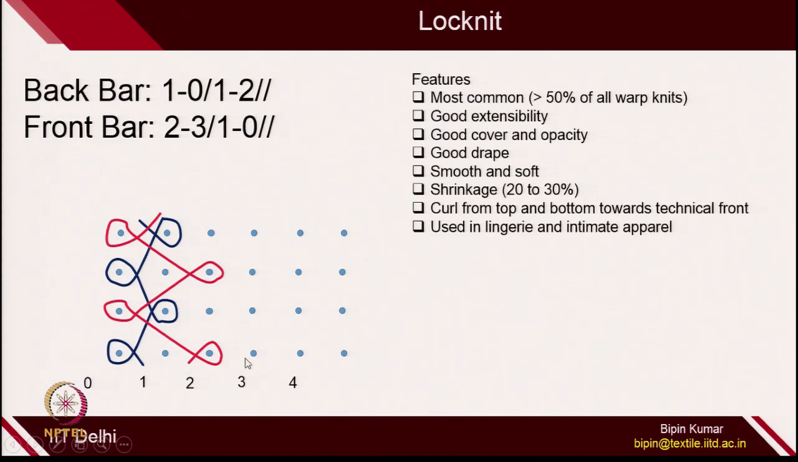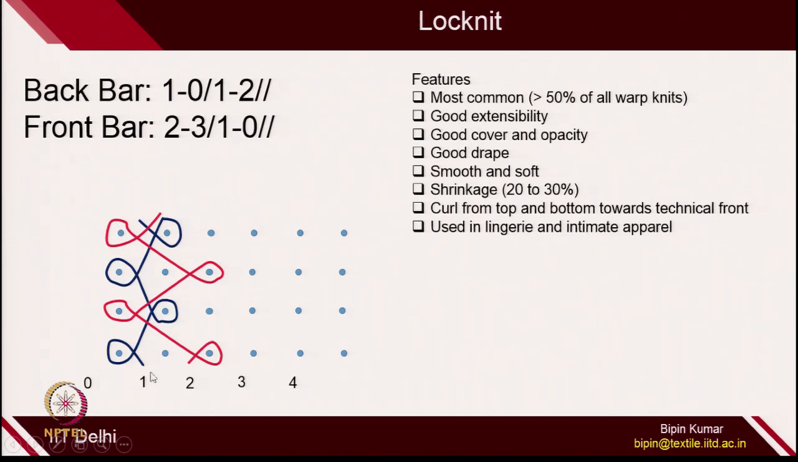As I showed, the front bar underlaps will be floating on the top of the technical backside. So, you can see the red one is on the top of the blue one on the back side of the fabric. Because of these long underlaps, the fabric can have more extensibility. Such a structure has good extensibility because it has long underlap of the front bar.